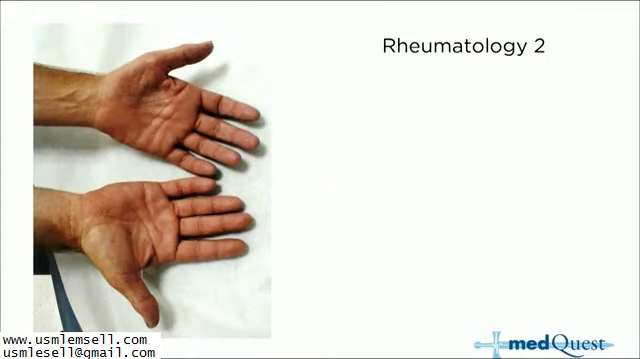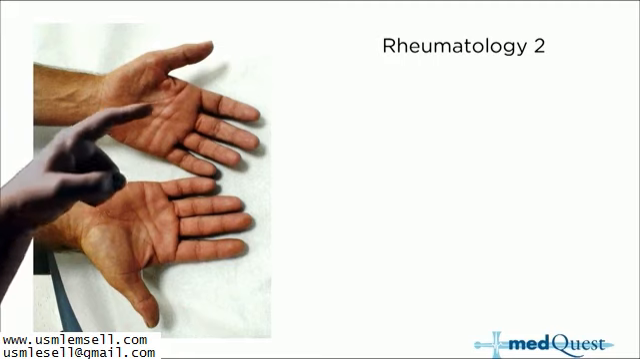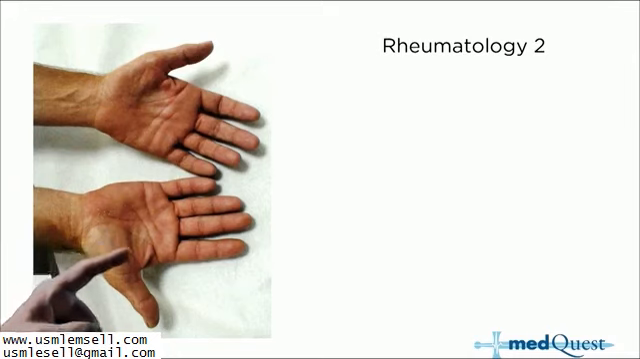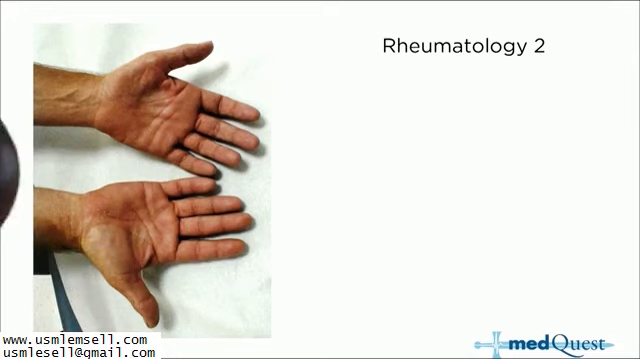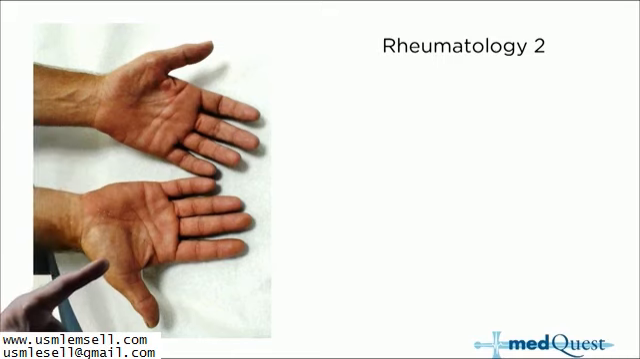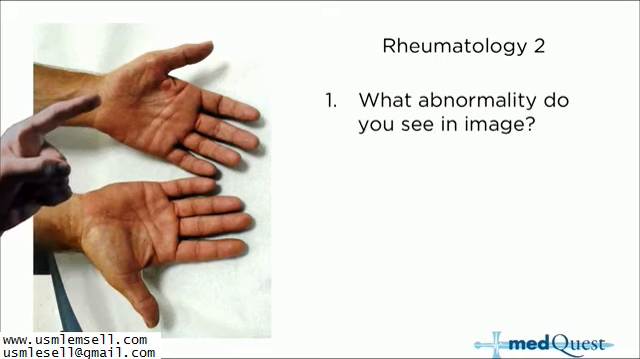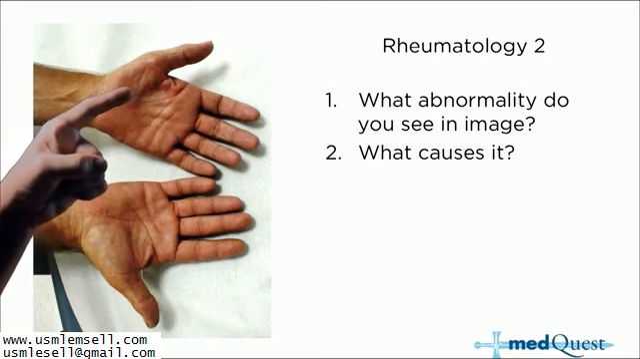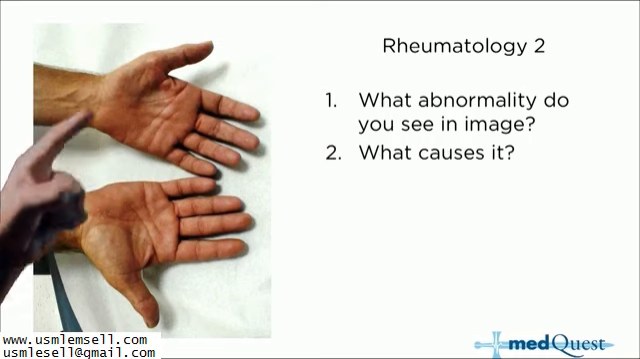Now what's this? What's the issue? Is one small or is one big? Is this one abnormally small or is this one abnormally big? This is the normal. The abnormal one is the one on the top, on the left. The one on the top, the left hand, is thenar wasting.